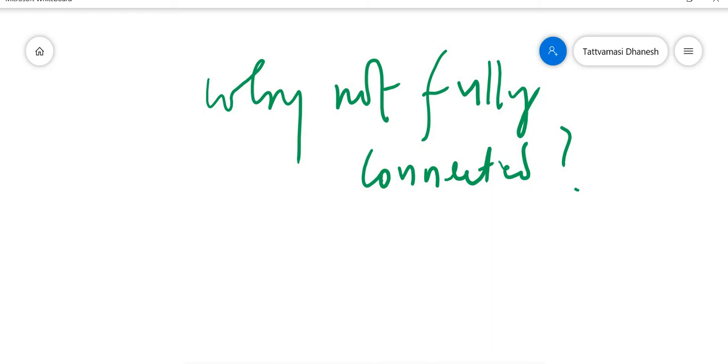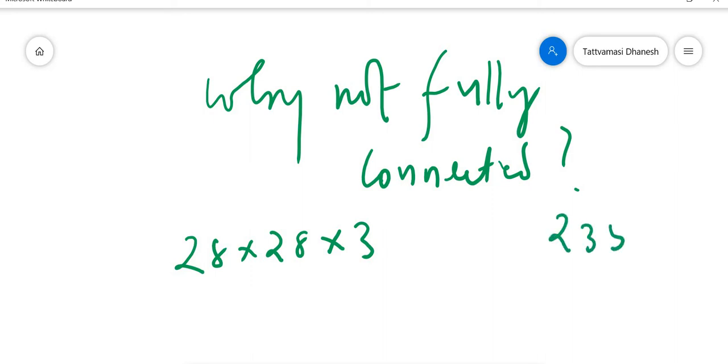See, if we are reading an image of 28 into 28 into 3, this is the size of the image, then the number of weights in the hidden layer should be 2352. This much weights we need. In the neural network, the weights are the connections between nodes. So this much weights is needed for fully connected networks to read an image.